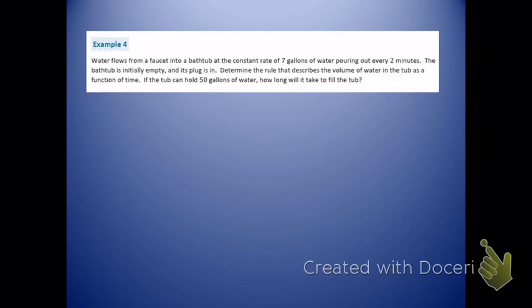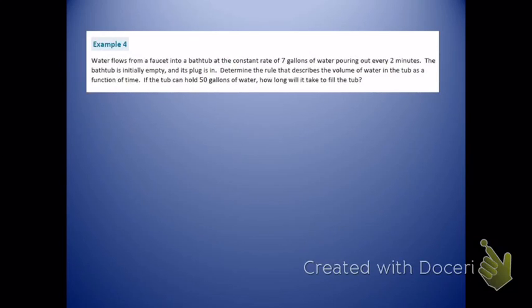All right, example 4. Water flows from a faucet into a bathtub at a constant rate of 7 gallons of water pouring out every 2 minutes. The bathtub is initially empty and its plug is in. Determine a rule that describes the volume of water in the tub as a function of time. If the tub can hold 50 gallons of water, how long will it take to fill the tub?